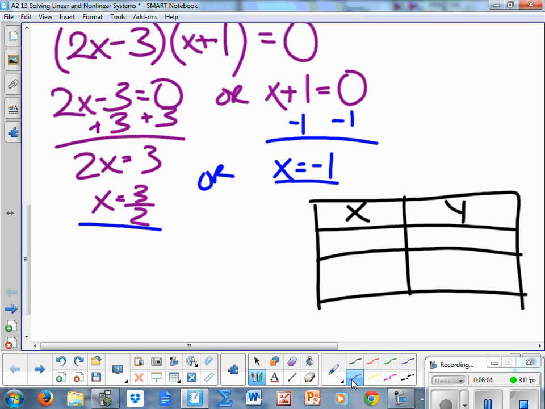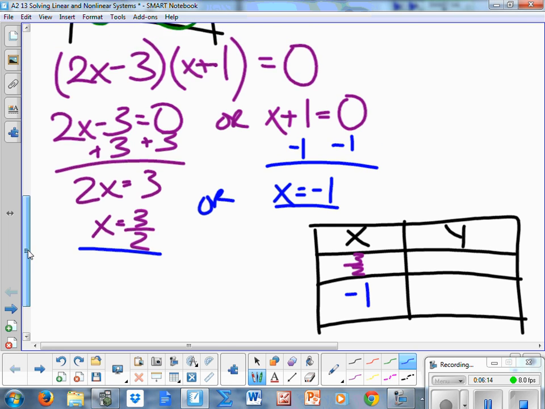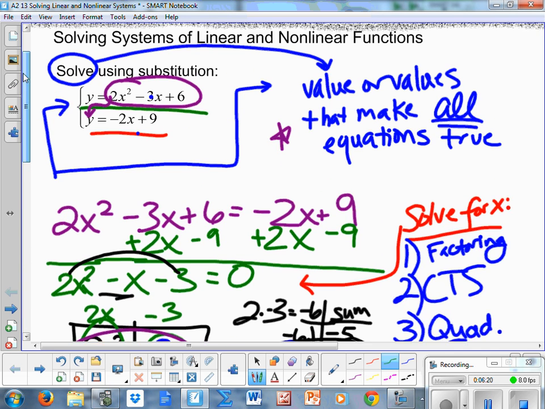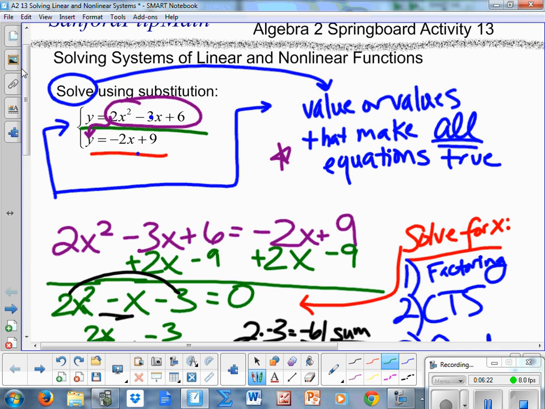Now I'm going to put my 3/2 in one color and my -1 in another color, because my y is going to depend on whatever my x is. Since my x makes both of these equations true, way back up here, I can plug my x into either one of these in order to solve for y. Both of them are solved for y. Plug x into either of them.